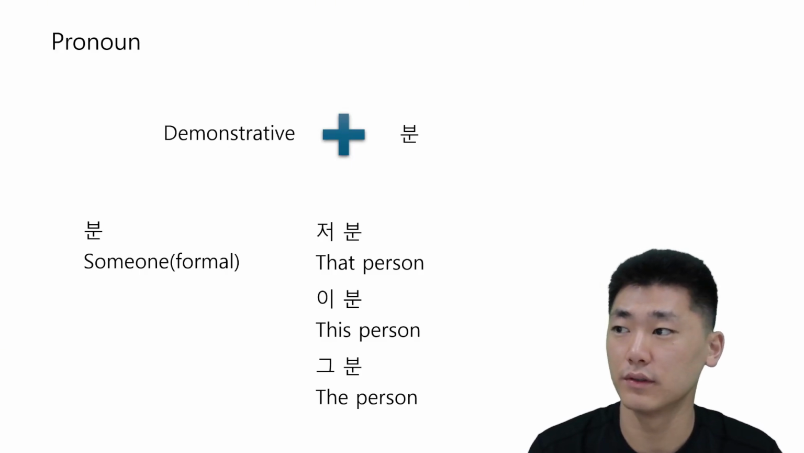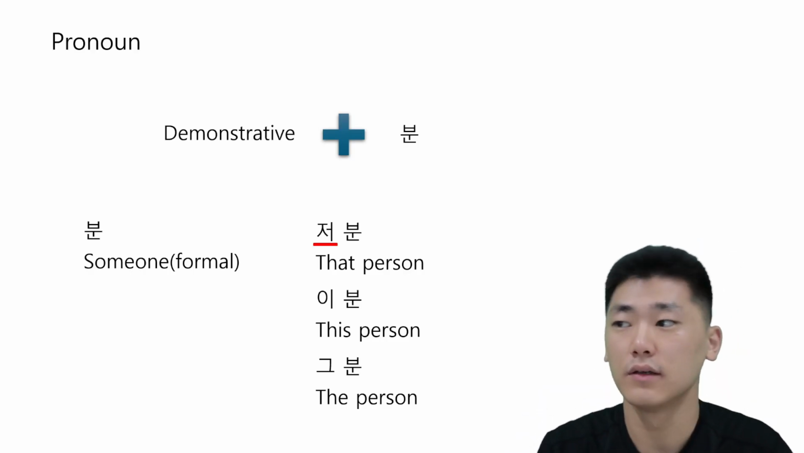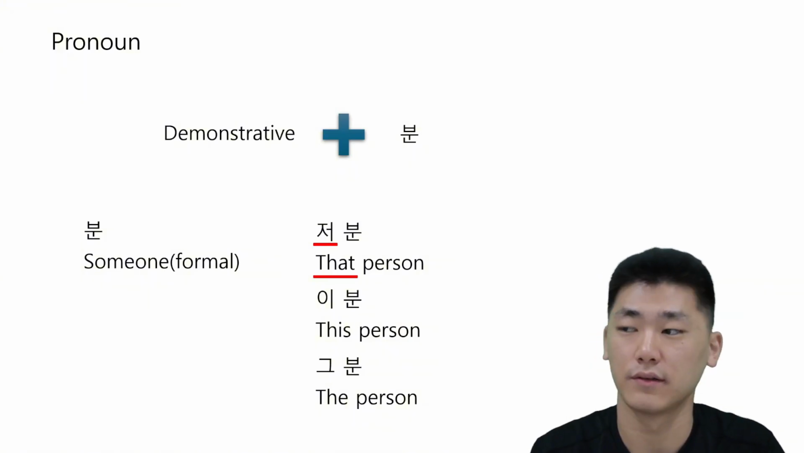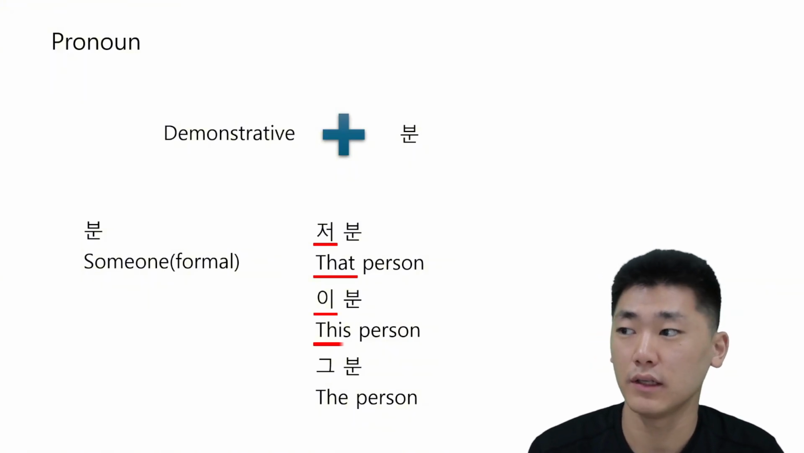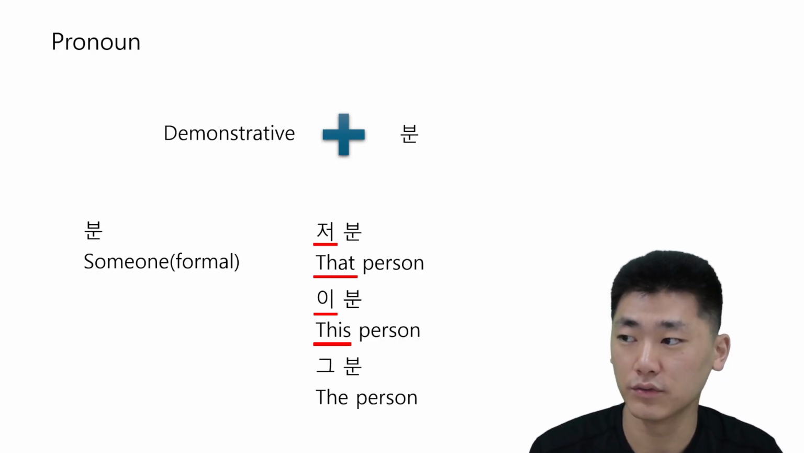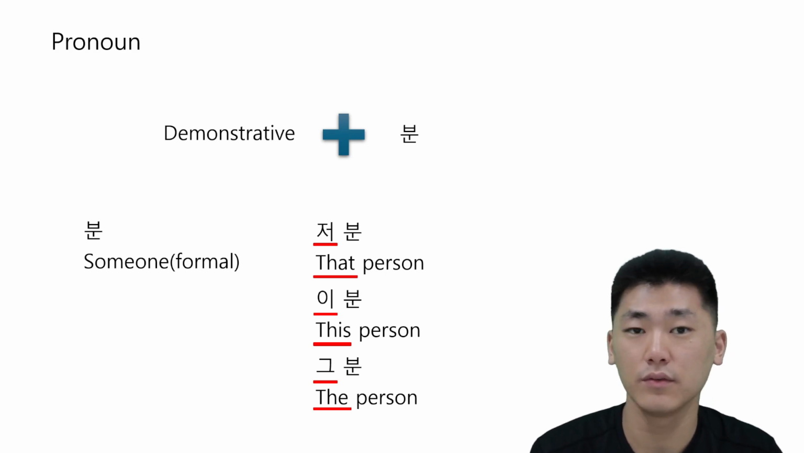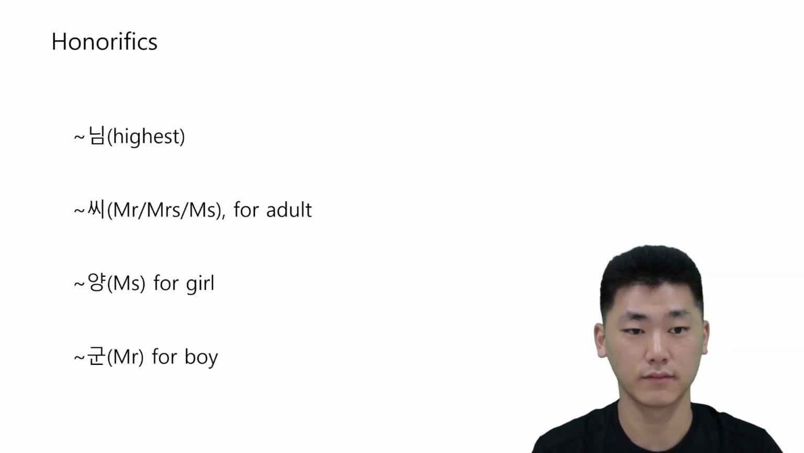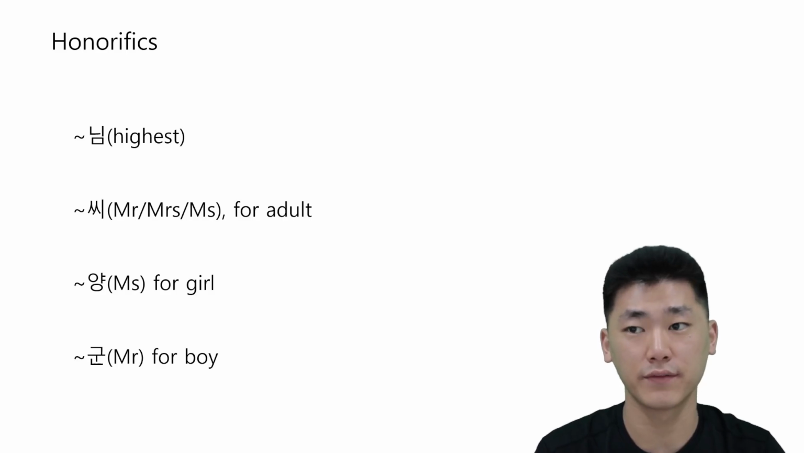So 저분, in 저분, 저 means that, so 저분 means that person. And in 이분, 이 means this, so 이분 means this person. 그분, 그 means the, so 그분 means the person. And let's move on to the honorifics.